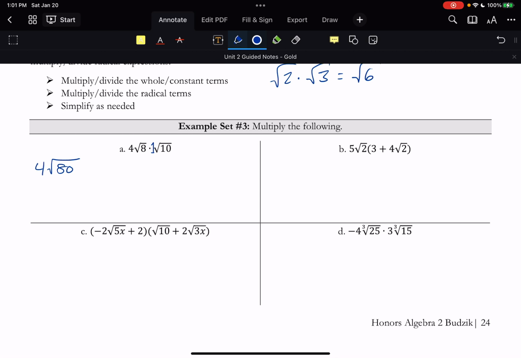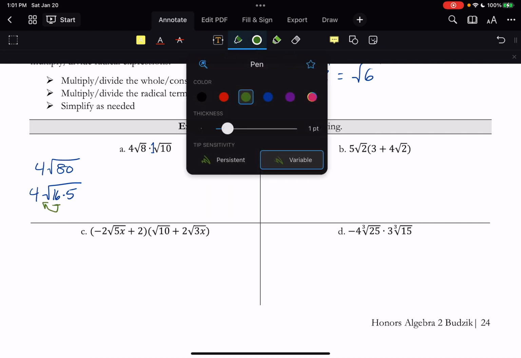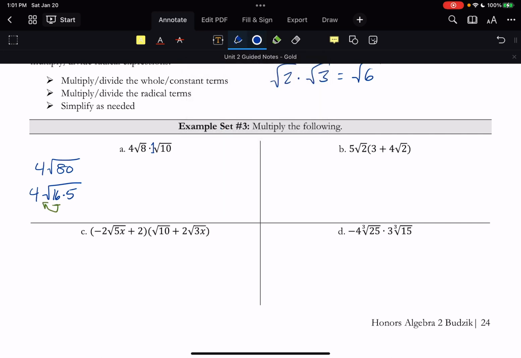So now I need to think, can I simplify down the square root of 80? And I can. I know 80 is 16 times 5, and I know that the square root of 16 is 4. So when I move that out, I get 4 times the square root of 5. So when I get my final answer, 4 times 4 is 16, and then left inside of my square root is 5.